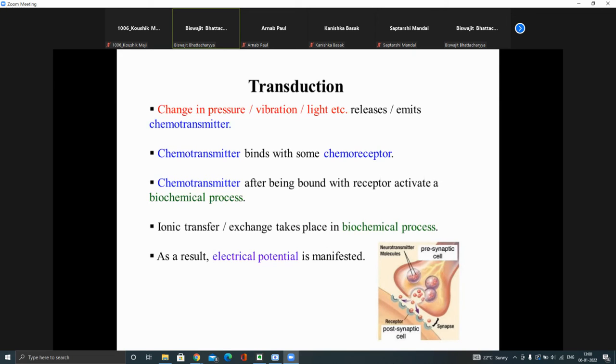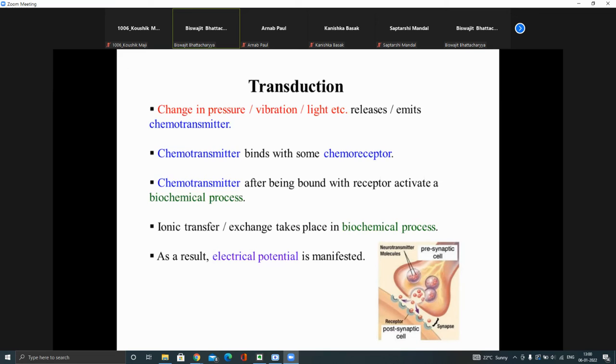Let's see. The first thing is that there will be some change in pressure, vibration, or light, when the stimulus will be there. Due to the presence of the stimulus, some chemotransmitter will be released from one cell. For a neuron, it is called a neurotransmitter. For other cells, it is called a chemotransmitter in general. But the term neurotransmitter is more common than chemotransmitter.